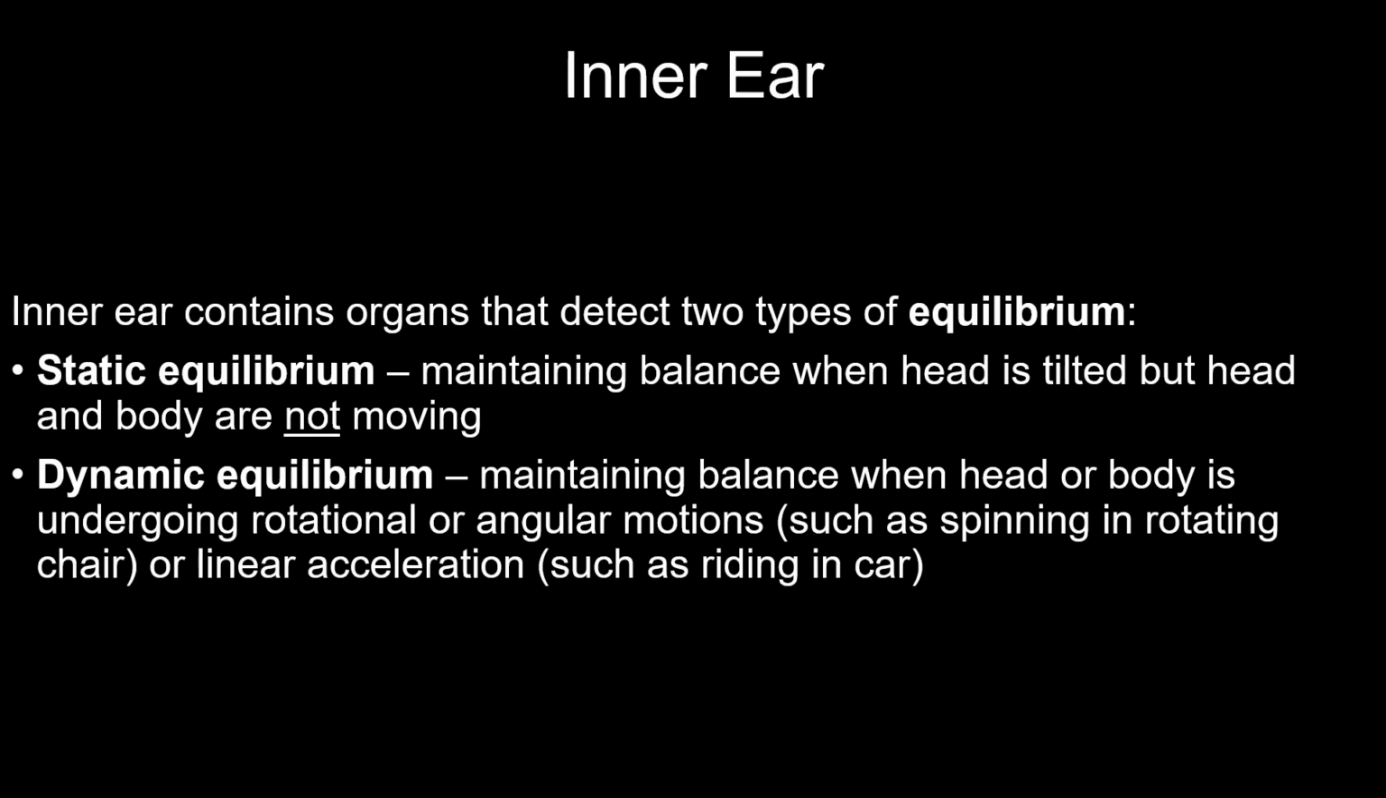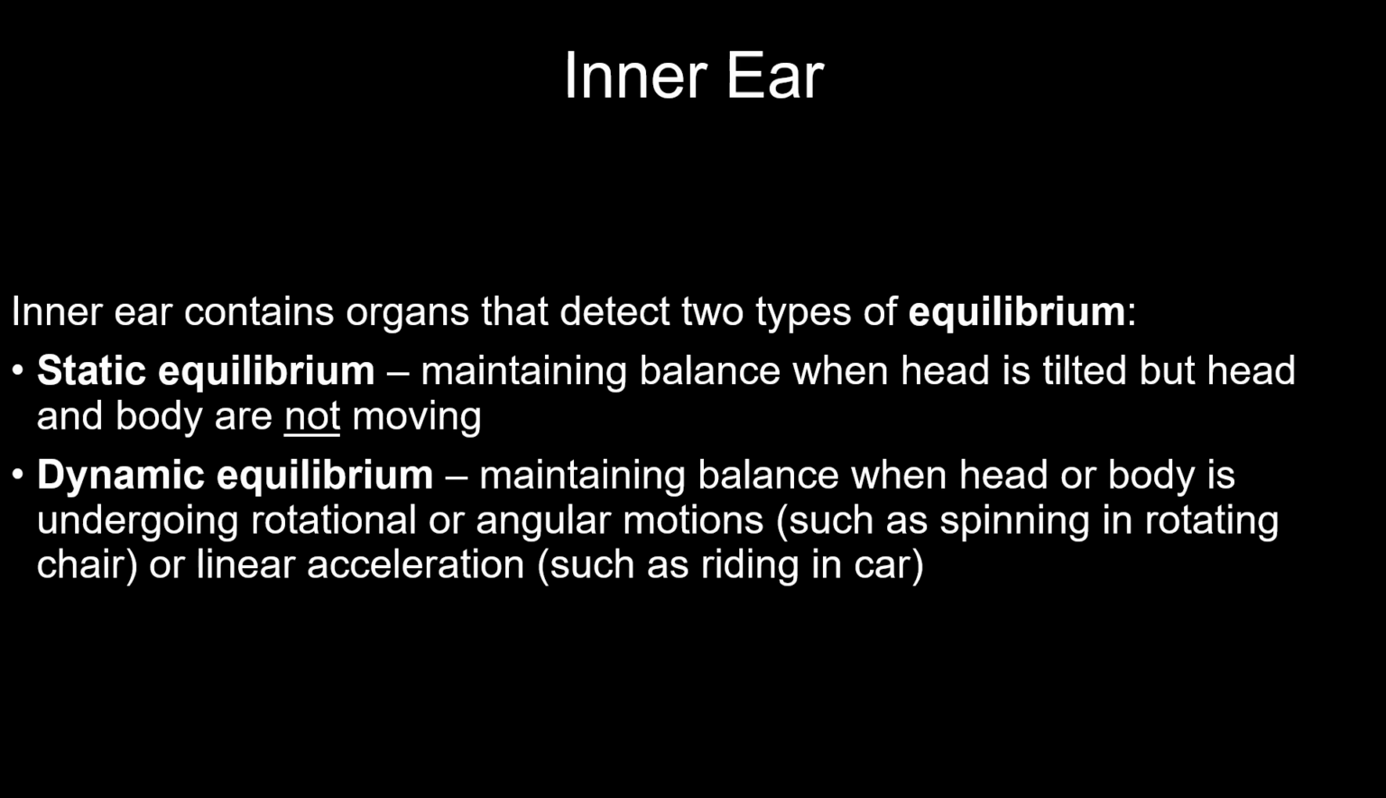And these vestibules and semicircular canals are parts of the inner ear, okay? And these organs detect two types of equilibrium. They measure or detect static and dynamic equilibrium. And the meaning of each is really based on its name.